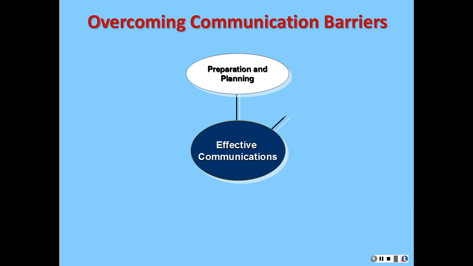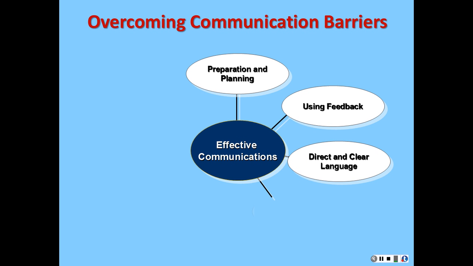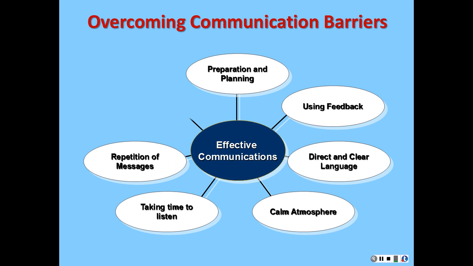Okay, so to overcome communication barriers, you have to use effective communication. That means reinforcing your words with actions. It requires you to prepare and plan properly, meaning you have to think ahead a little bit. Use feedback. Get the information back from people. Make sure you speak in direct and clear language without slang words. Do it in a calm atmosphere. Do not let your emotions color the way you speak. Don't talk to anybody when you're upset. Wait and come back at it when you can calm down.